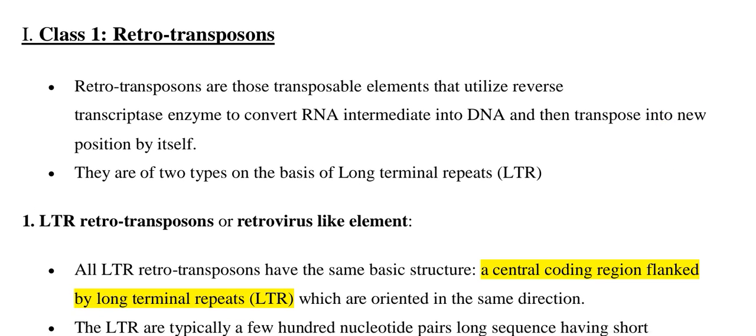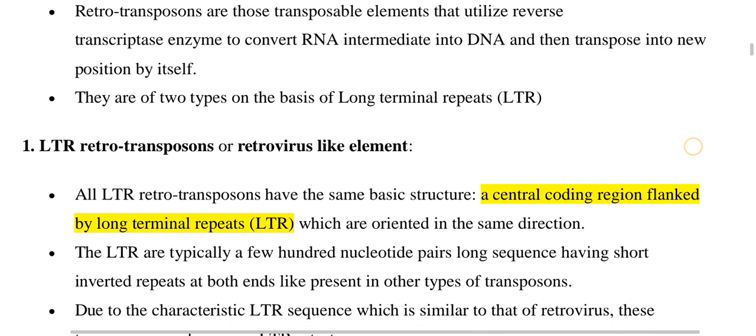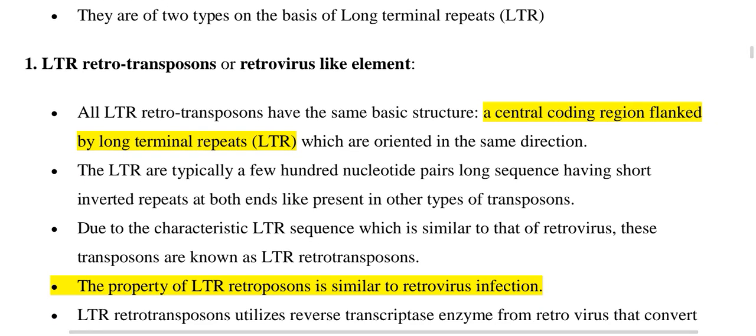Class 1, retrotransposons. Retrotransposons are those transposable elements that utilize reverse transcriptase enzyme to convert RNA intermediate into DNA and then transpose into a new position by itself. They are of two types on the basis of long terminal repeats or LTR. LTR retrotransposons or retrovirus-like elements.